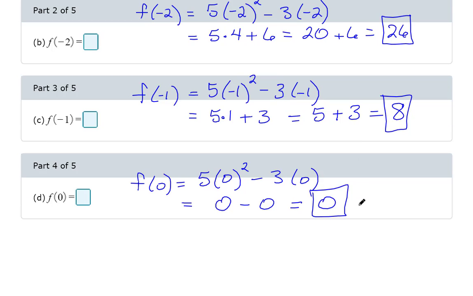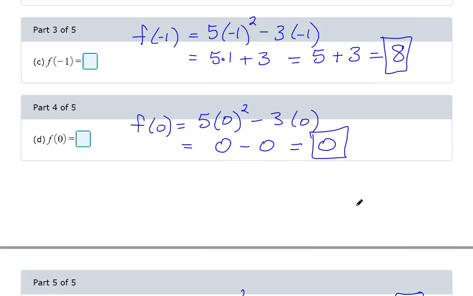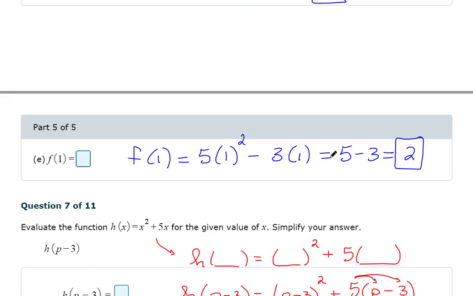Part 4 here. 0. Oh, that's the easiest. Plug in 0. 0 squared is 0. 3 times 0 is 0. 0 minus 0 is 0. And the last one here, let's see. f of 1. All right, 1 squared is 1 times 5 is 5. Minus 3 times 1 is 3, and 5 minus 3 is 2. So, had some inputs, calculated, and figured out the outputs.